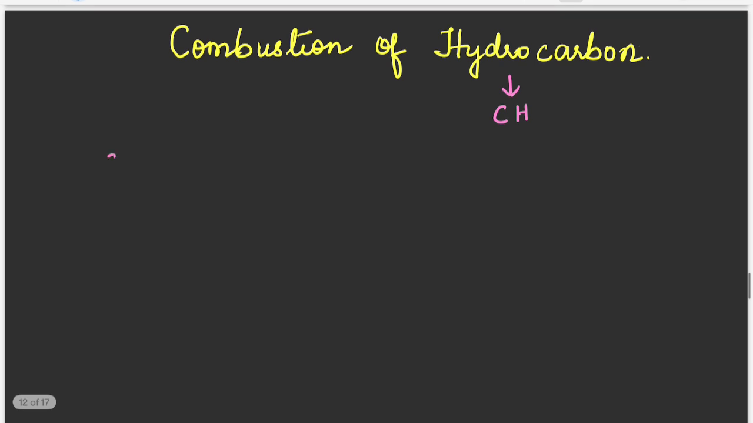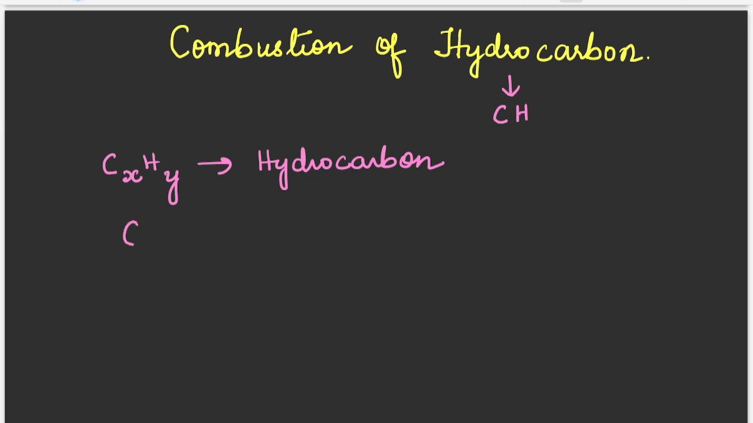So here CxHy, this is called a hydrocarbon. So x can be any number and y can be any number. For example, if I take methane, CH4, here x is nothing but the number which is present here, 1. So x is 1 here and y will be 4.